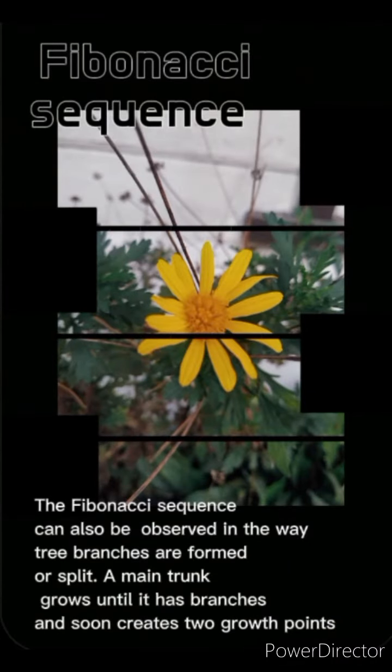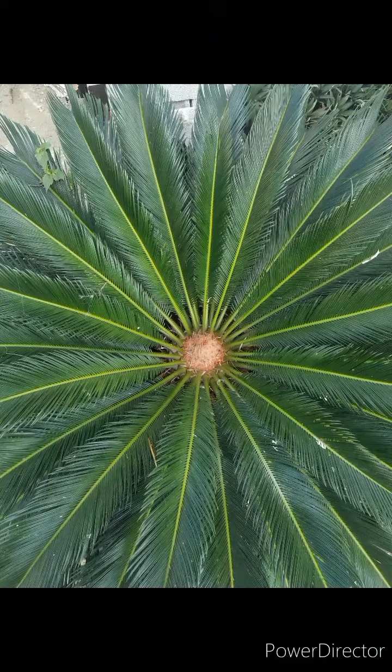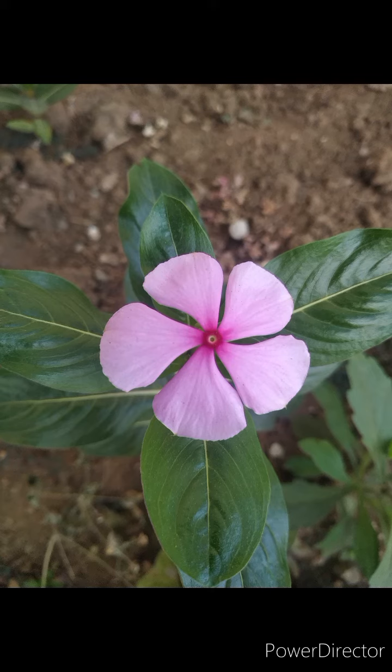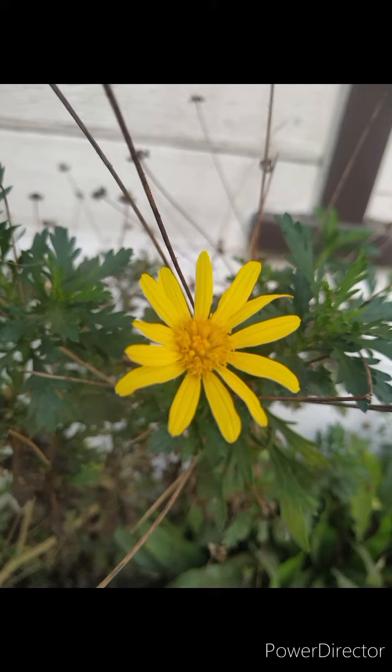And last but not the least, we have the Fibonacci sequence. The Fibonacci sequence is also seen in different objects, such as sunflower seeds. The pattern of two spirals in opposing directions, clockwise and counterclockwise, is considered the Fibonacci sequence.